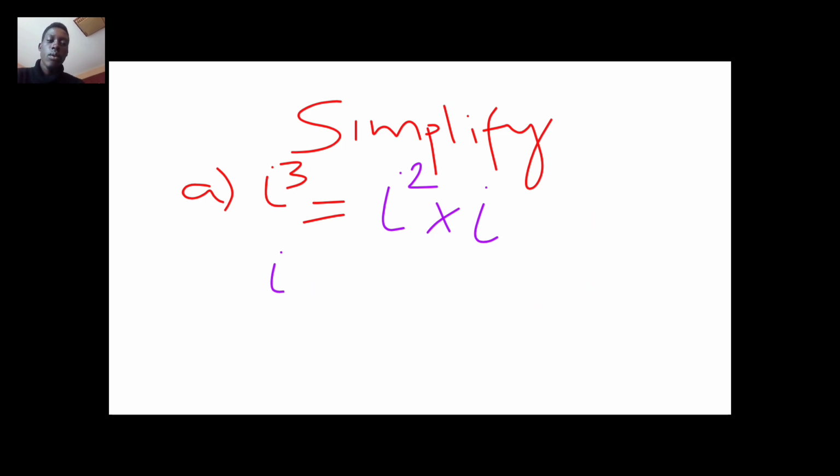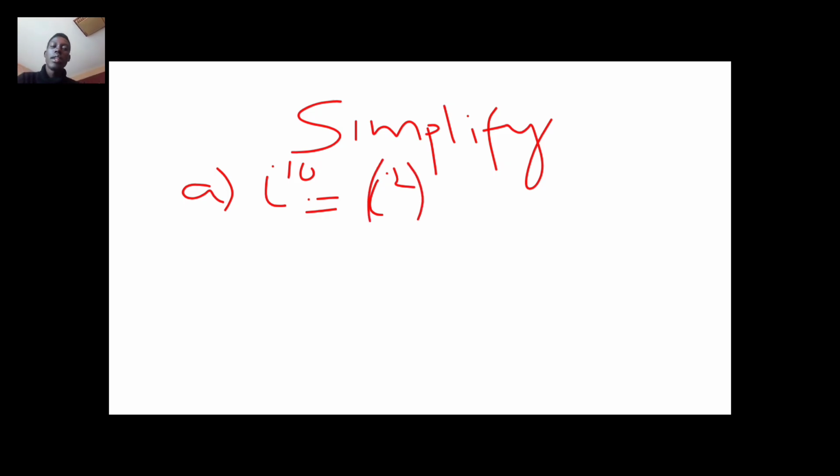Okay, what about if we were having i raised power 10? Let's say i raised power 10 is equal to i raised power 2. Then you multiply the power by what? By 5. For this one here, you can easily change it to be i raised power 2 times 5, which is 10, which is this form.